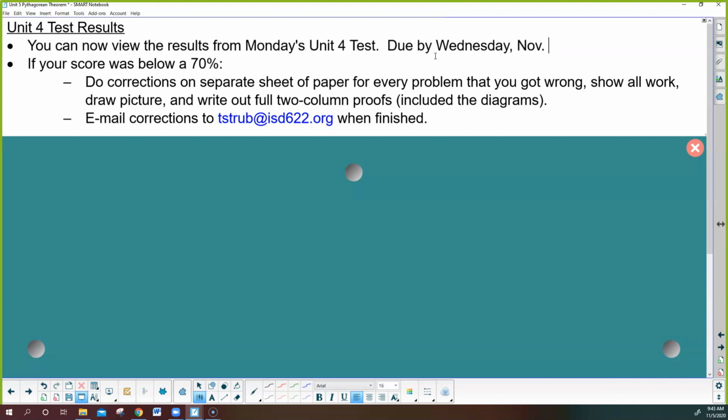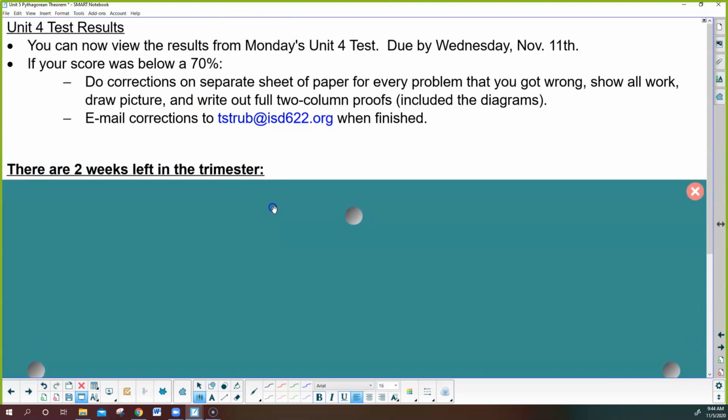That date is the 11th. Don't put it off. You should be doing that this weekend if it didn't go your way. Now, you were able to do that for every unit test that we've had, which means you should, at bare minimum, be at a 70% for your tests.